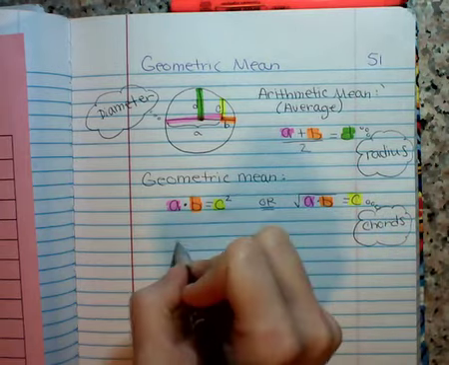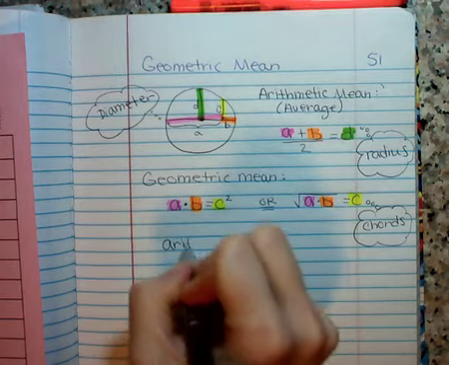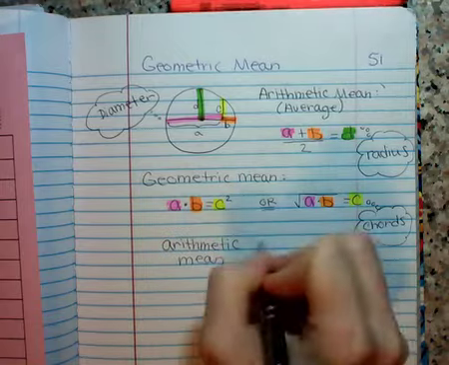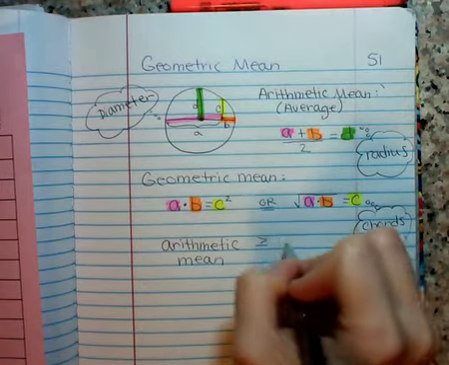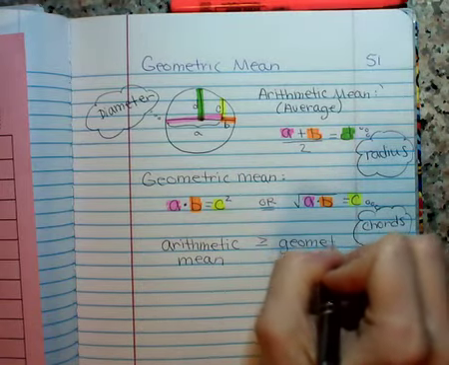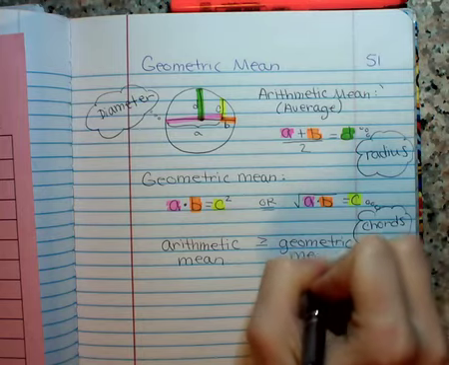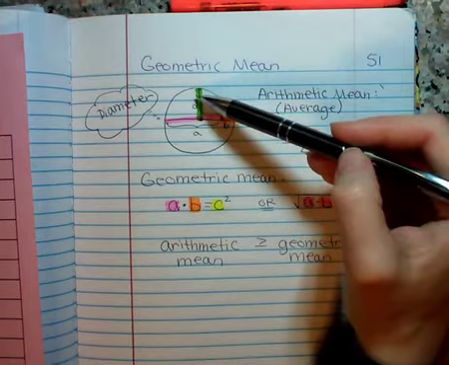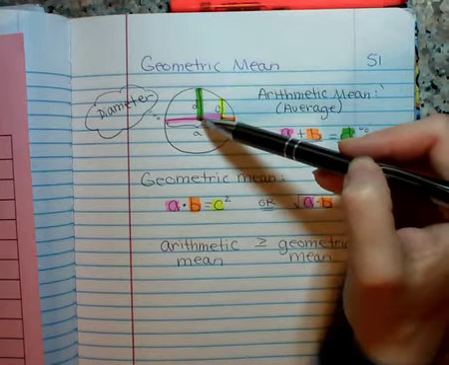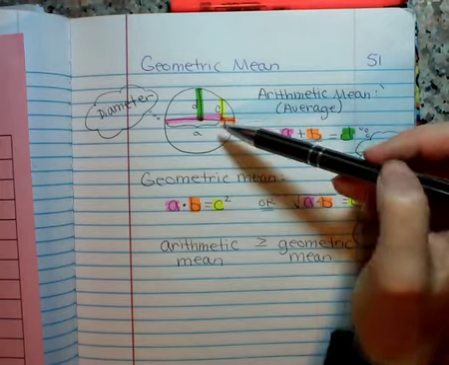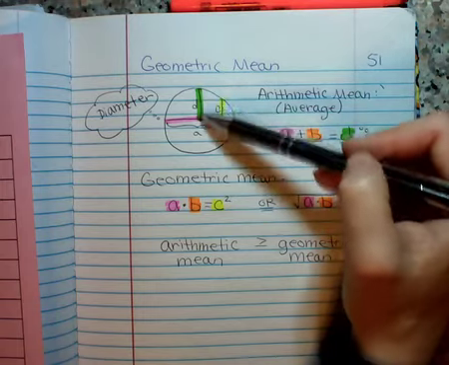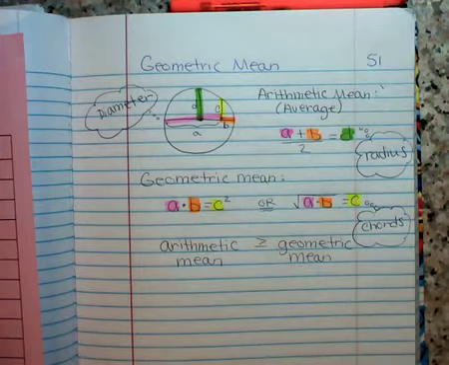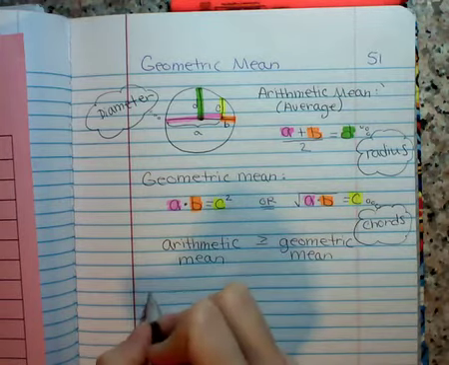Remember that in class we learned that the arithmetic mean will always be greater than or equal to the geometric mean. And that's just saying that anytime we have a segment that goes from the edge of the circle to the diameter perpendicular, that the radius will be the longest of any of those segments anywhere along that line. All right, so let's do some examples.